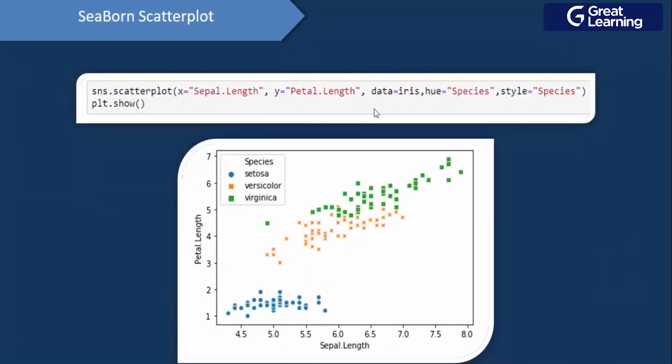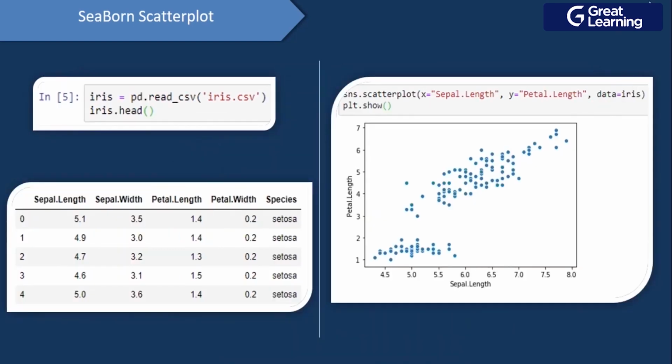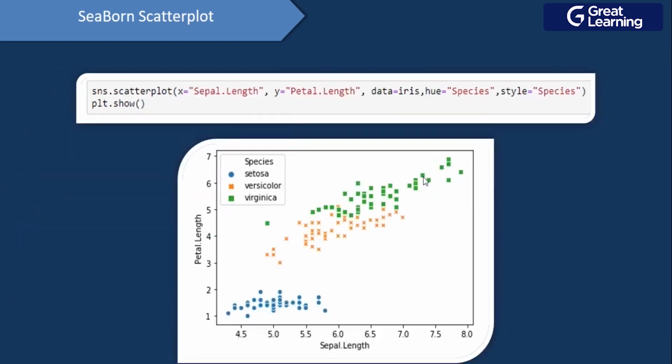Now, as you see over here, we can go ahead and add in color and also change the style of this. Initially we just had a simple plot between sepal length and petal length, but now I want the color of these dots to be determined by the species column. That is why I am mapping the species column onto the hue aesthetic. And similarly, I am mapping the species column onto the style aesthetic as well.